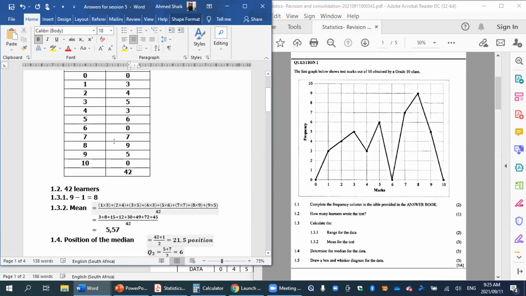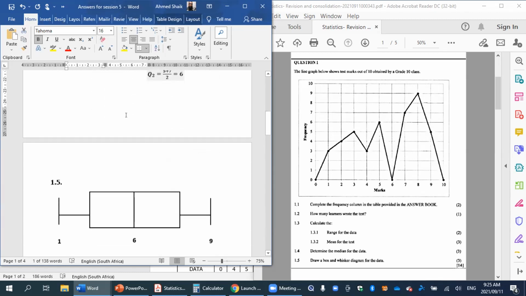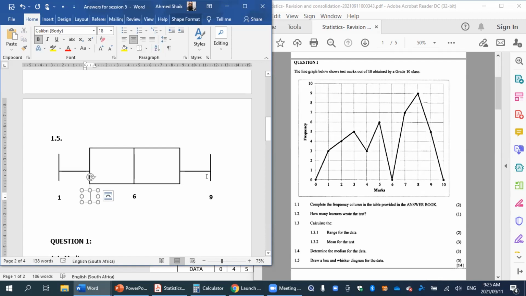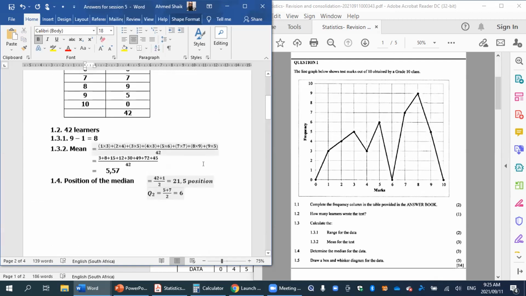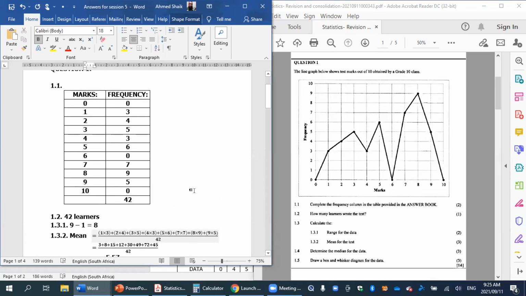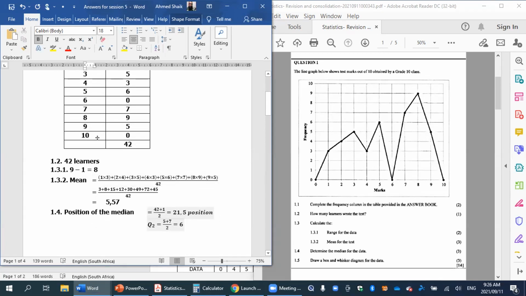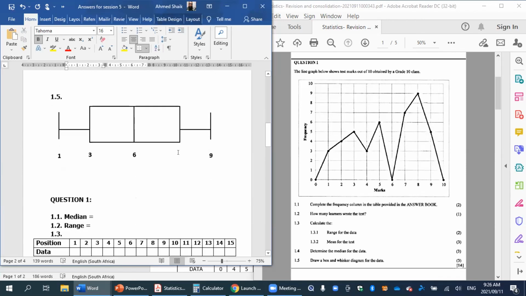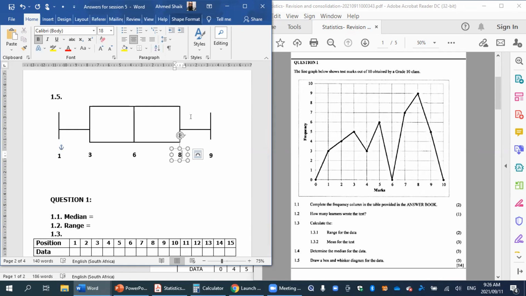Okay, if we're looking at our data set, Q1 would be equal to Mark 3. Therefore, we're going to label Q1 with 3. And if you're looking at our data set again, Q3 should equal Mark 8. Therefore, I'm going to enter 8 in my box and whisker diagram for Q3. And that is question 1.5 complete.